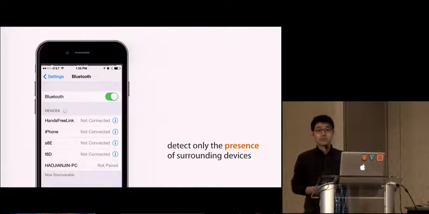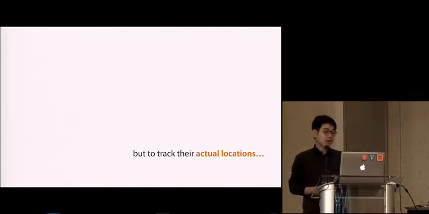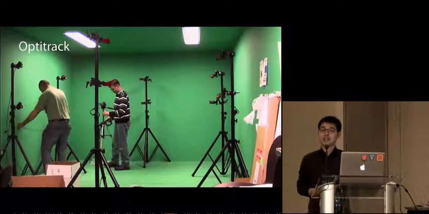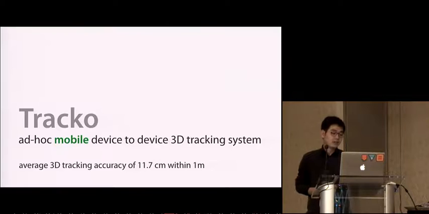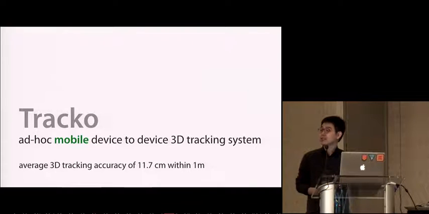Typically, these applications use Bluetooth low energy to detect the presence of the surrounding devices. But if we want their actual location, these applications cannot do this. So you need to set up a stationary 3D tracking system like OptiTrack or Kinect. Tracko now brings 3D tracking to the mobile devices. Tracko is an ad hoc mobile device-to-device 3D tracking system.